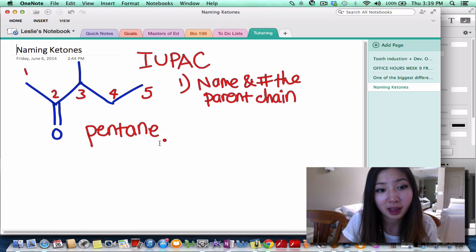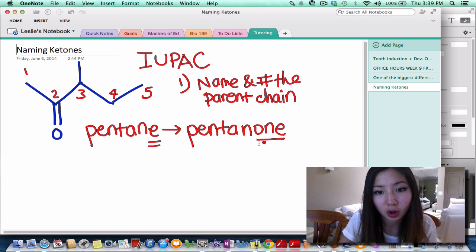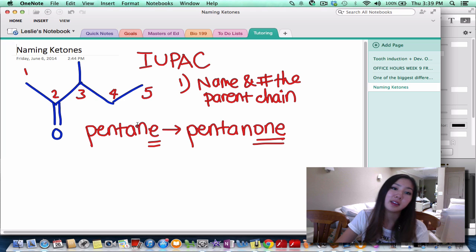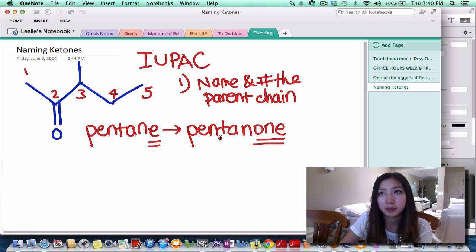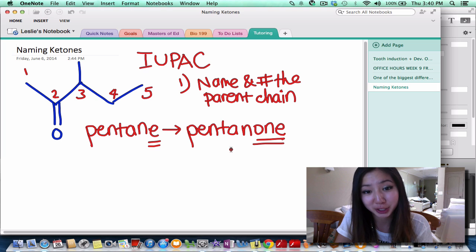But for ketones, we're going to change pentane into pentanone. So basically this E becomes an O-N-E. And this is the same for like hexane would be hexanone, butane, butanone, any of that. It's all the same. So we know that this is going to end in pentanone. So our naming is going to end in pentanone.